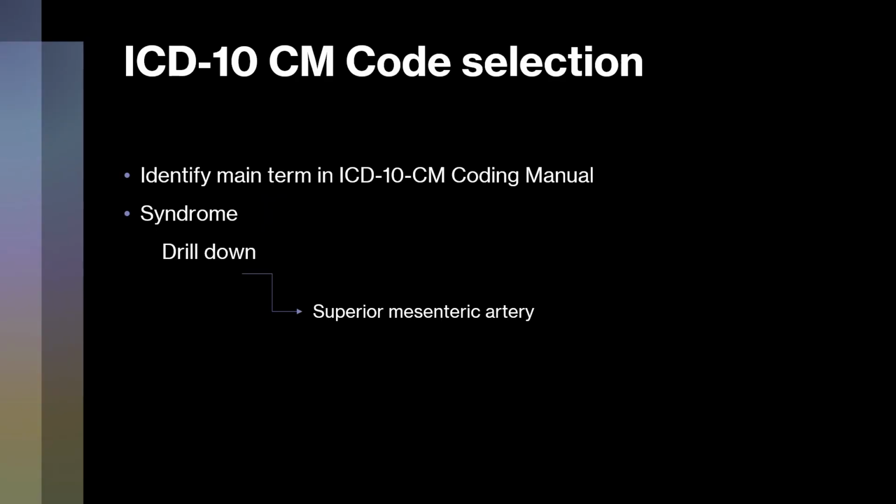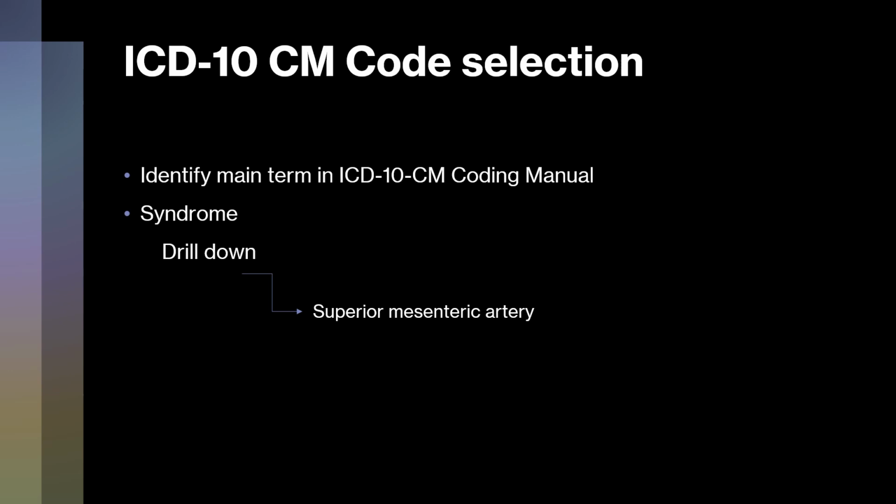To locate our ICD-10-CM or ICD-10 diagnosis, we must learn how to drill down in our ICD-10 coding manual, and we do so by identifying our main term. So in this case, our patient presented with the SMA syndrome, and our main term is syndrome. Once we locate syndrome in our ICD-10 coding manual, we're then going to scroll down to the type of syndrome the patient presented with. And in this case, the patient presented with SMA syndrome.